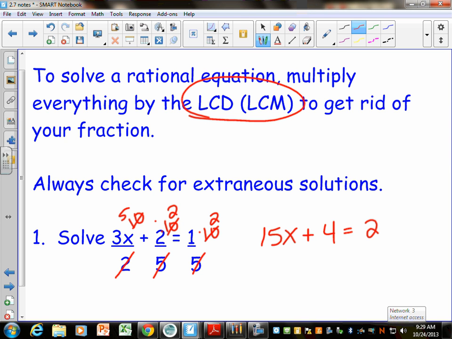Yes, you multiply every single thing by that common denominator, and whatever's left, you have to multiply by what's there. And then you just solve this. You are going to get some fraction answers, so don't be thrown off by that. But now, this is really simple to solve. I just subtract 4, I divide by 2, and I would get x equals negative 2/15.